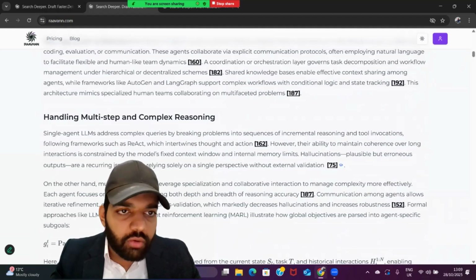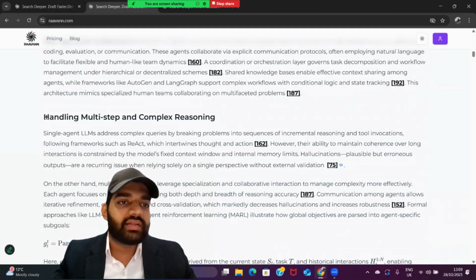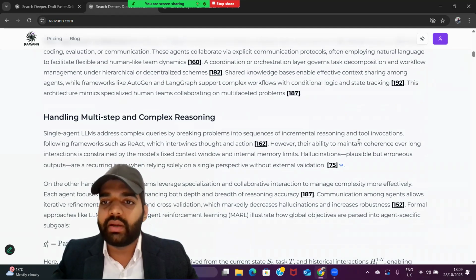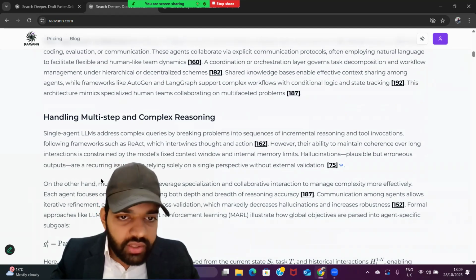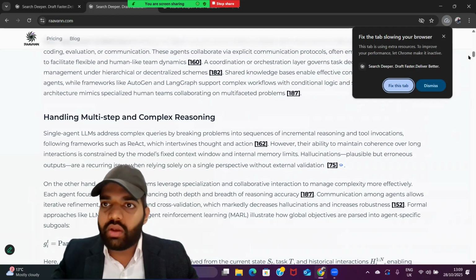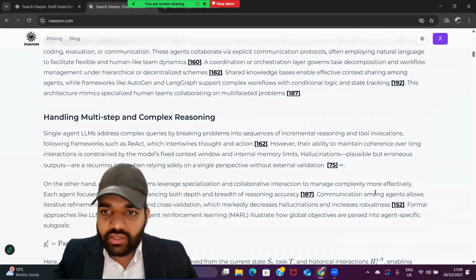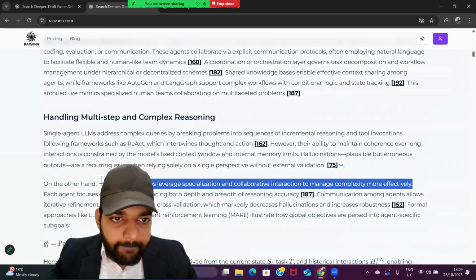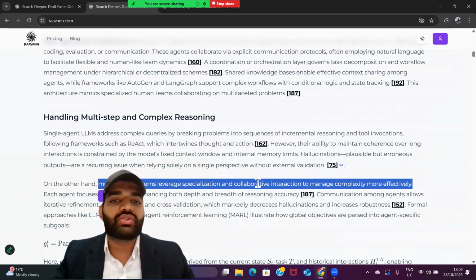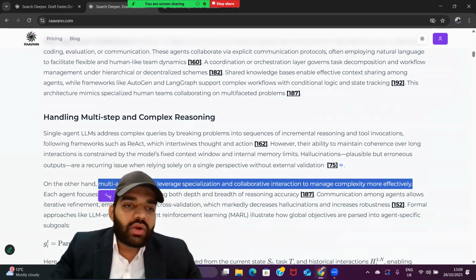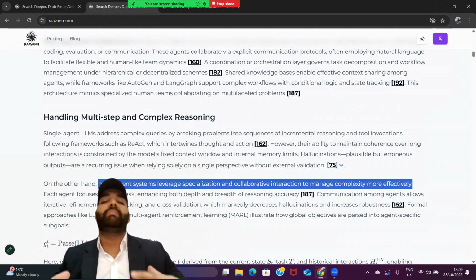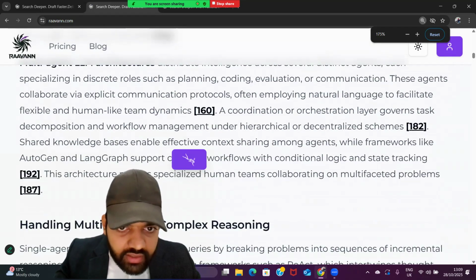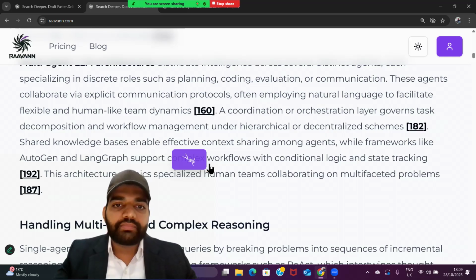For example, I see this passage on handling multi-step and complex reasoning. Single agents address complex queries by breaking problems into sequences of incremental reasoning, while multi-agent systems, on the other hand, leverage specialization and collaborative interaction to manage complexity more effectively. So let's say I select this part and I want to understand how this works. I don't understand it, and I want to go deeper on this. This was not deep enough for us. So we just click on this dive icon that you can see here.